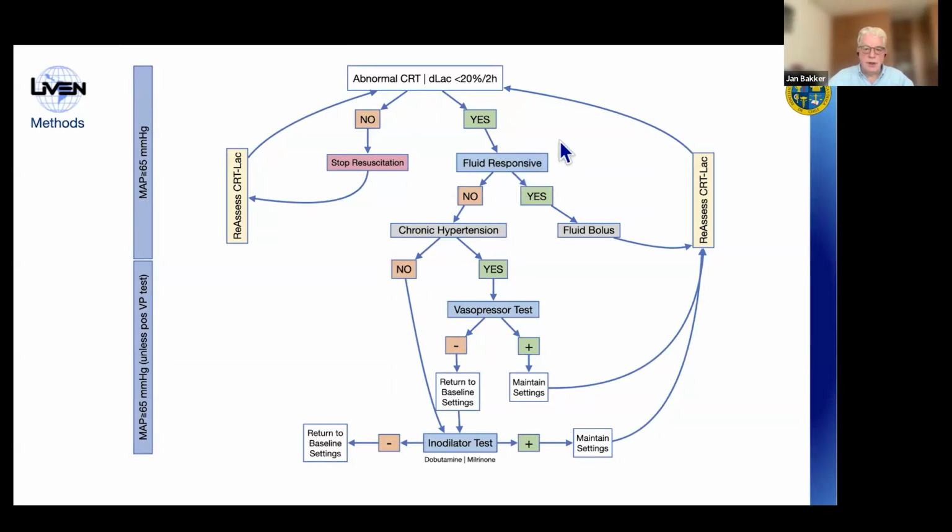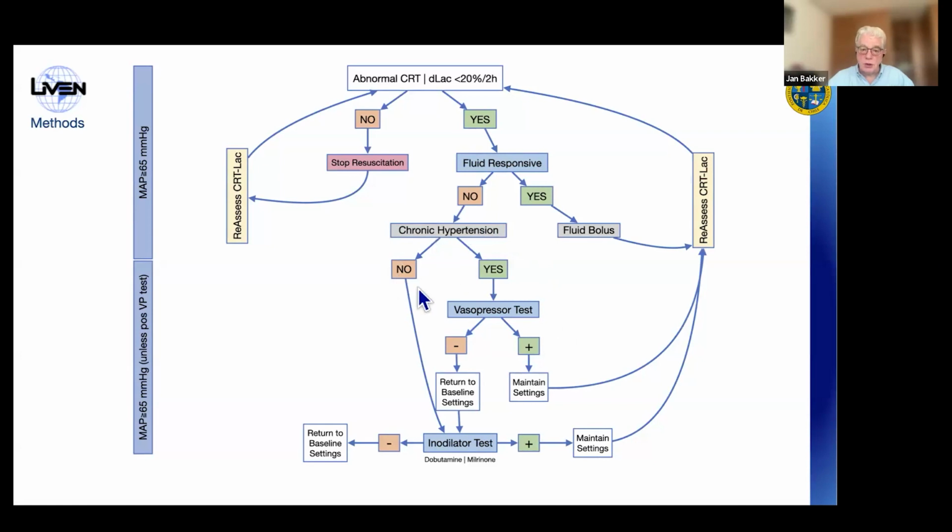Now, part of this study, Andromeda 1 and 2, is how to treat the abnormal peripheral perfusion. What we introduced is first fluid responsiveness: use fluids to optimize. If fluids don't work, then in the chronically hypertensive patient, use the vasopressor test. The theory is if you're chronically hypertensive, you might need a higher blood pressure to maintain tissue perfusion. So we increase the blood pressure to 80, 85. If capillary refill time normalizes, we keep the higher blood pressure. If not, we return to baseline.